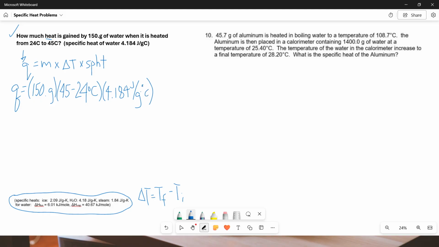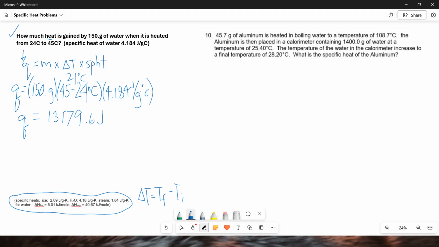And of course, if we multiply this out, the change in temperature here is going to be 21 degrees Celsius. So when we multiply, Q, the amount of heat that it requires to make this change, is going to be 13,179.6, that's what my calculator gave me, joules. Now, if I look at the amount of sig figs, 2 sig figs is my least amount, so I would round this to 13,000 joules of heat.